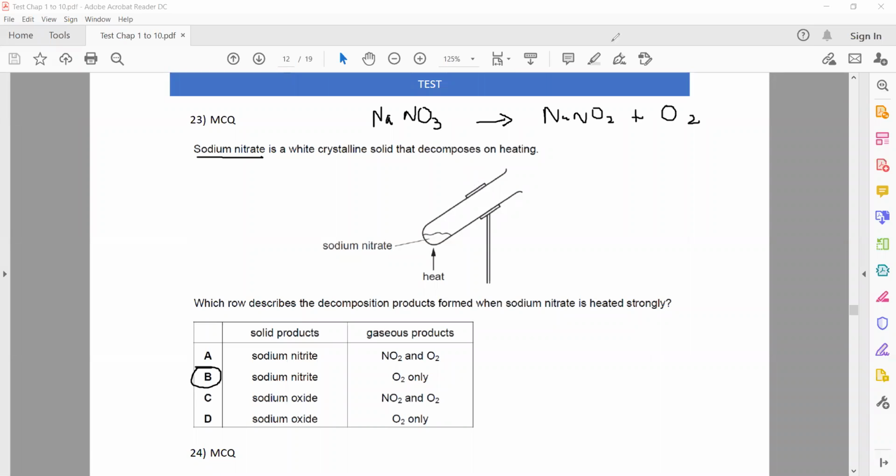Any other question, MCQs doubt related to this test?